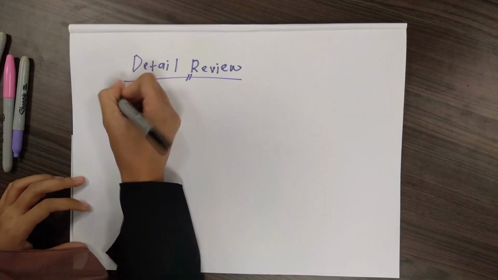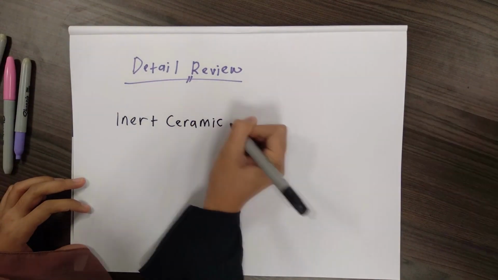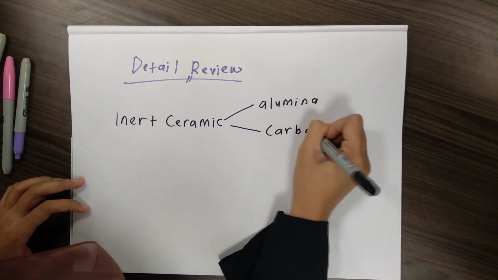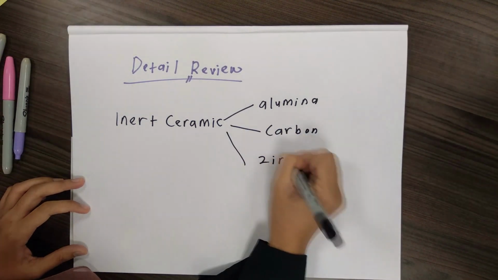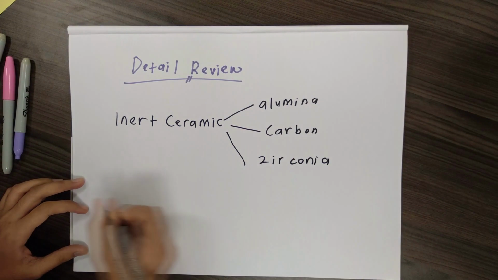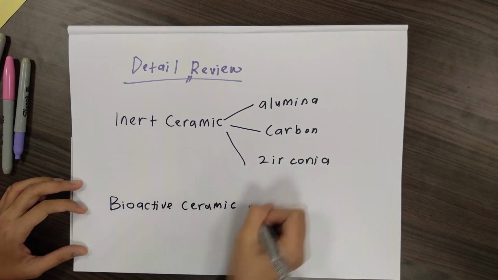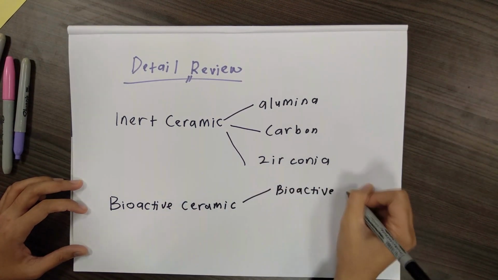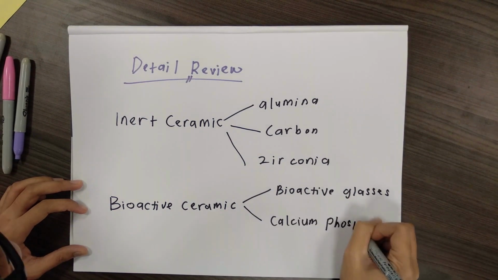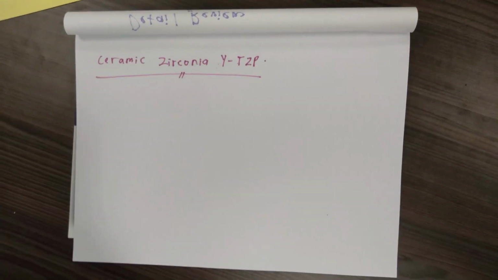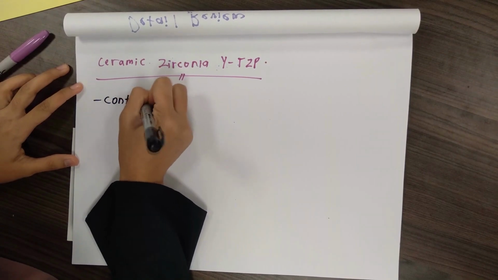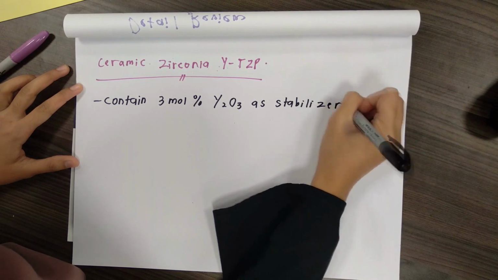Ceramic dental implants are divided into 2 categories, which are inert ceramic and bioactive ceramic. Inert ceramic consists of alumina, carbon and zirconia, while the bioactive ceramic consists of bioactive glasses and calcium phosphate. The biomaterial that we choose is ceramic zirconia Y-TZP. This material contains 3 mol percent of yttria as stabilizer.